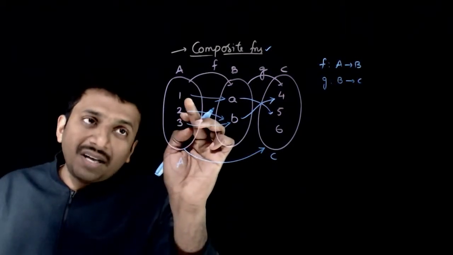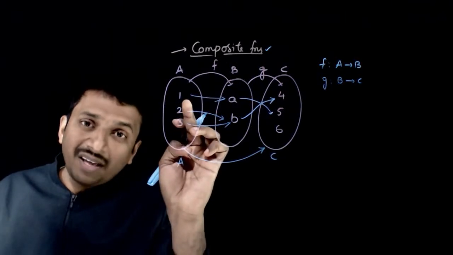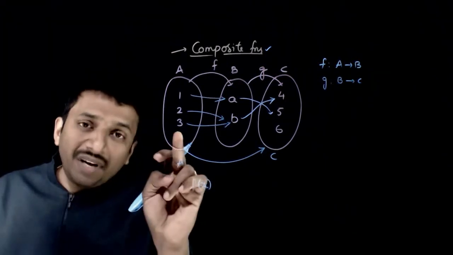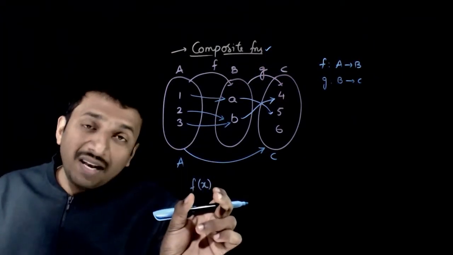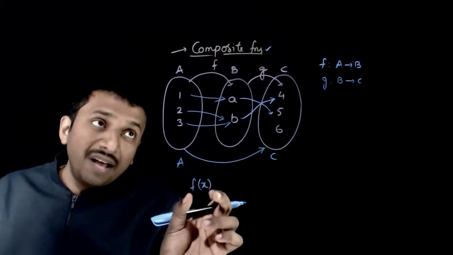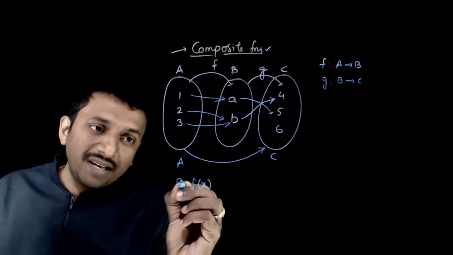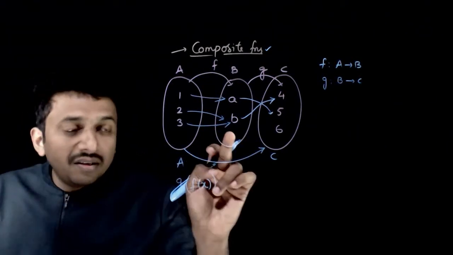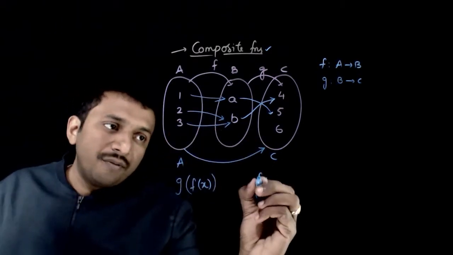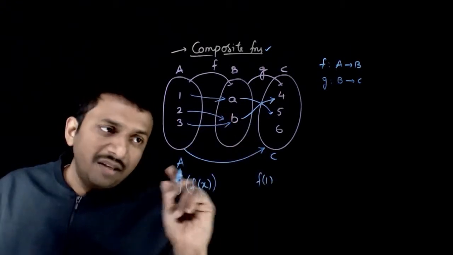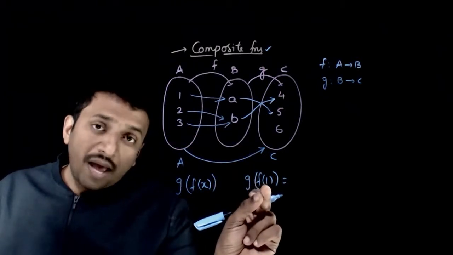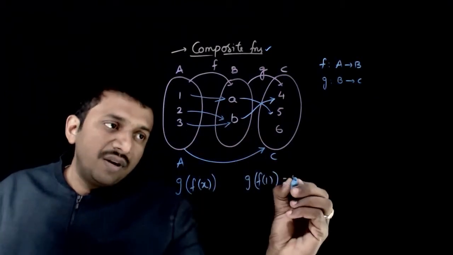So for every element x in A, first I'll find f of x. So for every element x in A, you have an element y in B, which is f of x. And for every element f of x in B, can I find g of f of x? Yes, right? So if you take an element 1, what is f of 1? f of 1 is nothing but a. And can I find g of f of 1? f of 1 is a, g of a is equal to 5.